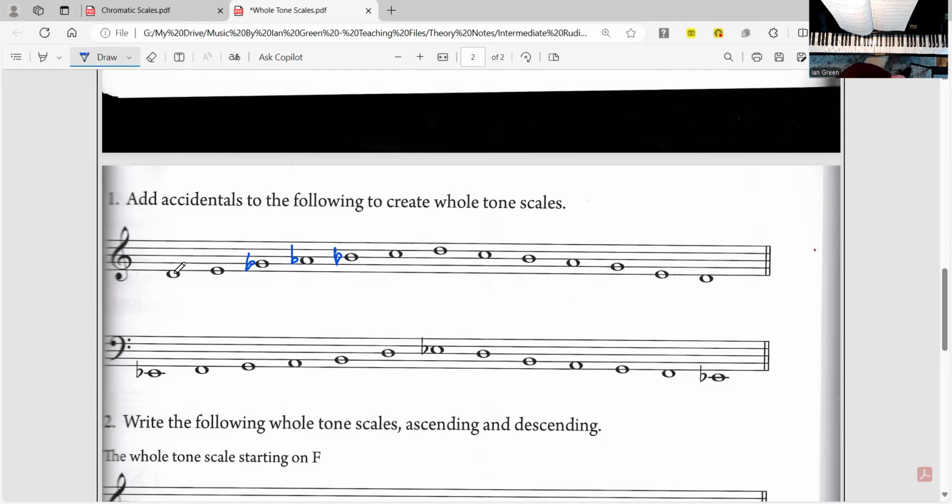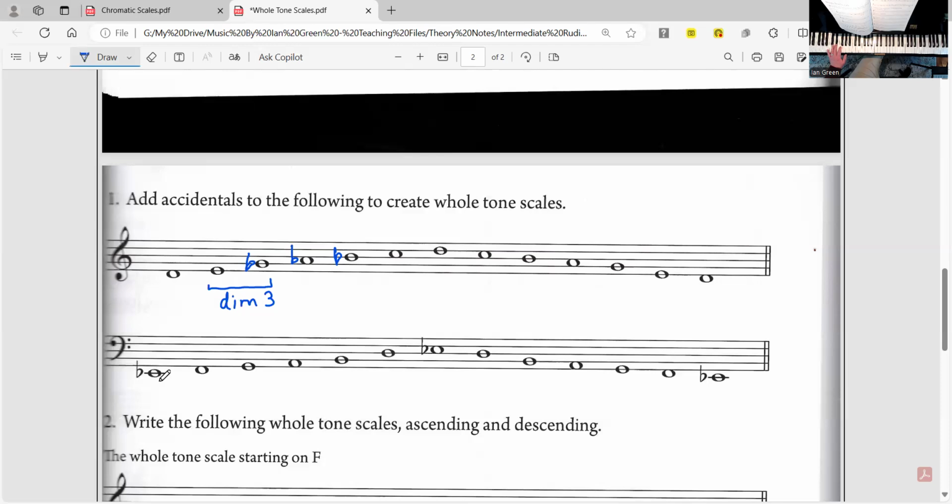So we go D, E, G flat, A flat, B flat, C, and then D. And there's an interval of a diminished third between E and G flat. Let's do this next one, starting on E flat, all the way down here.